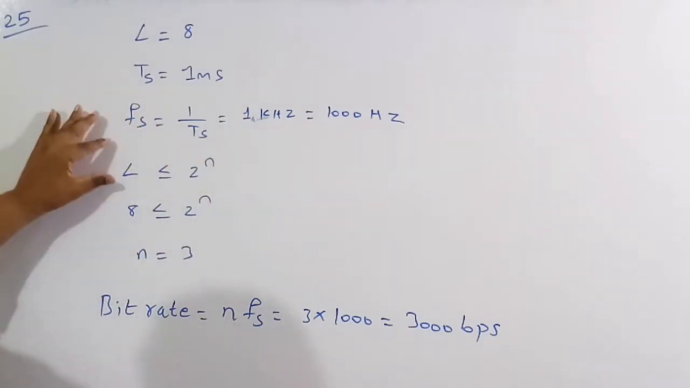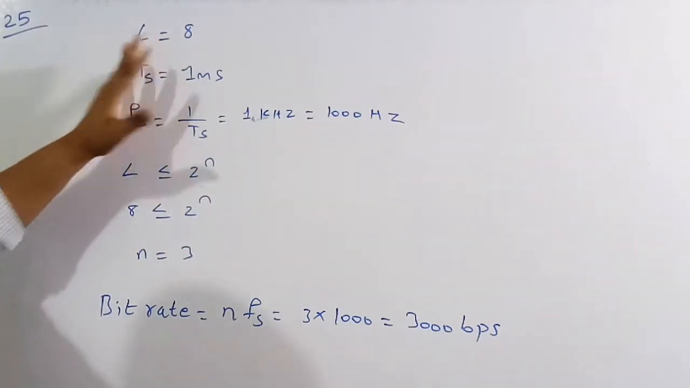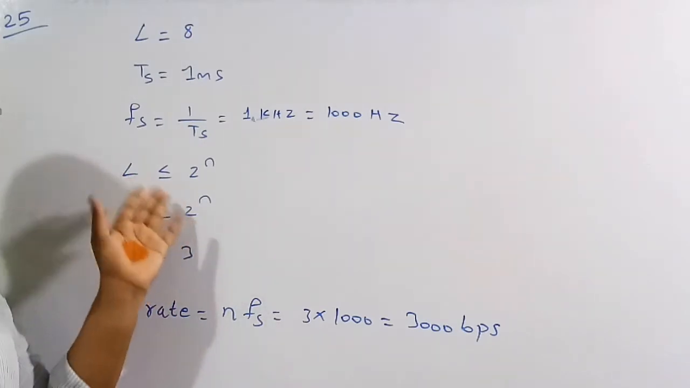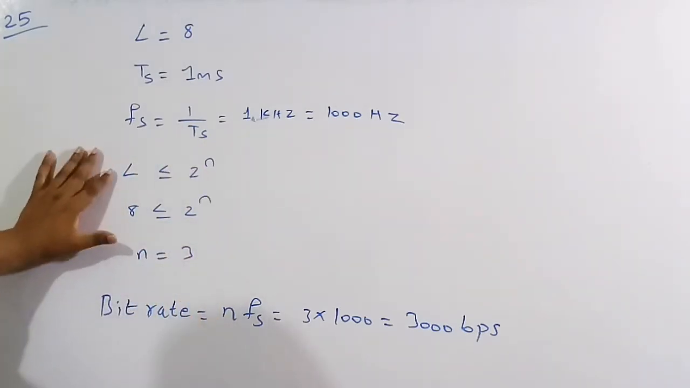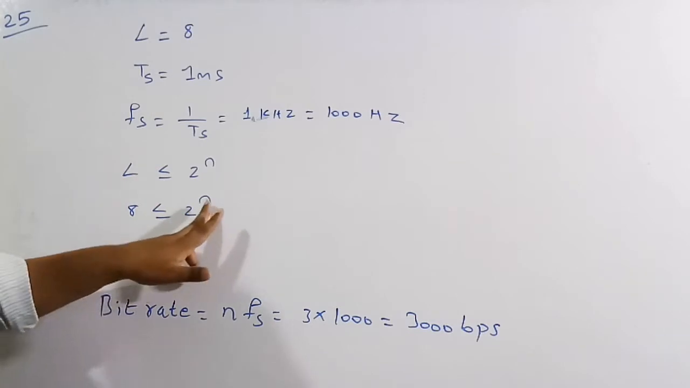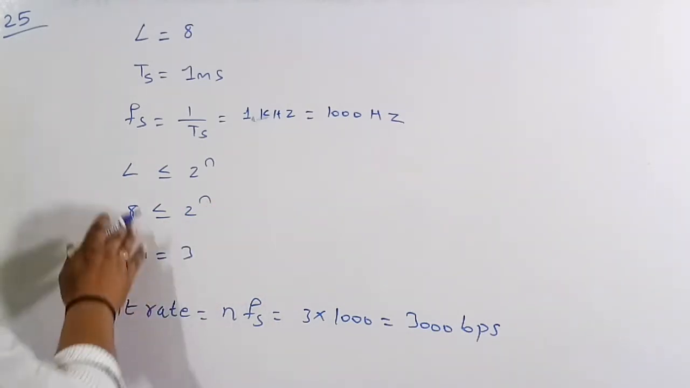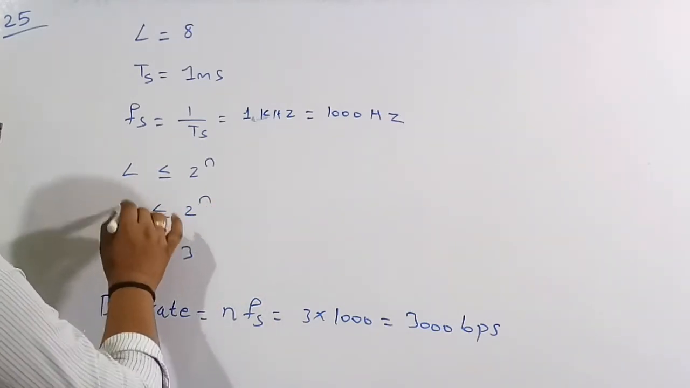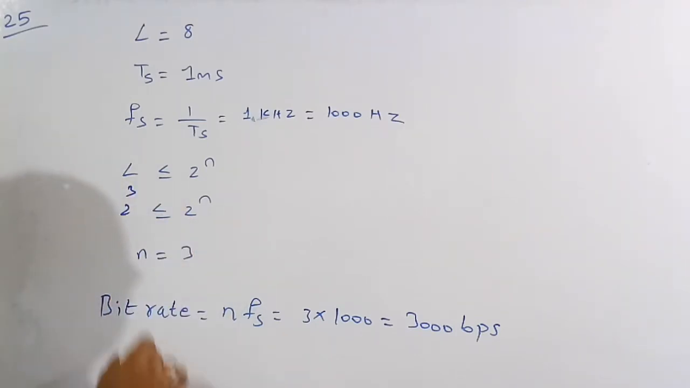Here they have also given that the number of levels is 8, and the number of levels is always less than or equal to 2 to the power of n. So L is 8, less than or equal to 2 to the power of n. I want to know the value of n. 8 I can replace with 2 cube. So by comparing we get n is equal to 3.